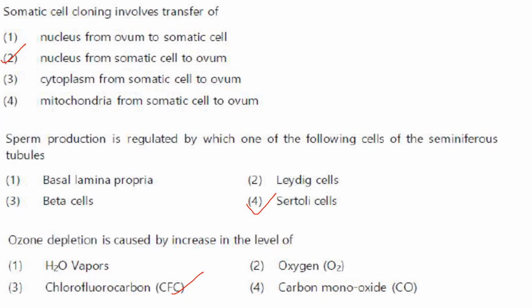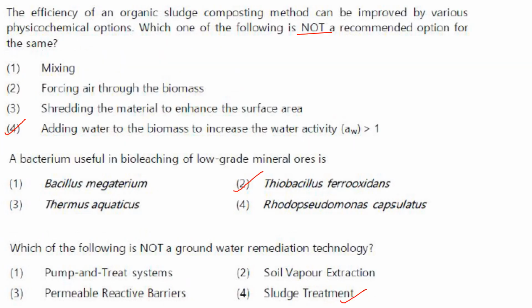Then next one. Ozone depletion by increase in the level. Ozone depletion is caused by increase in the level of CFCs, chlorofluorocarbons. Then next one. The efficacy of an organic sludge composting method can be improved by various physiochemical options. Which one of the following is not a recommended option for the same?